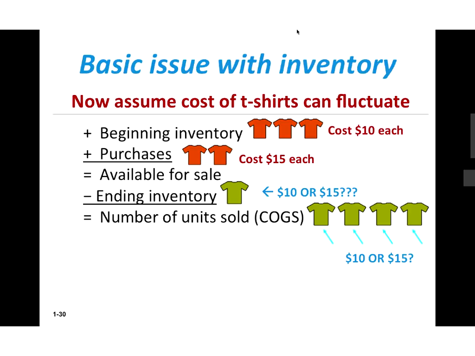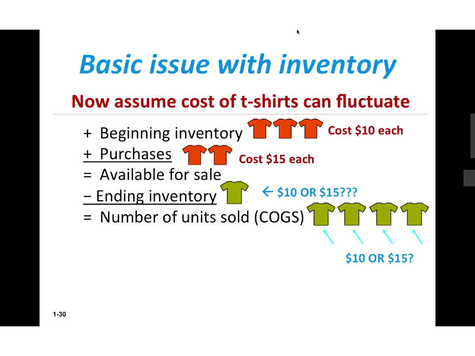The answer of how we value that has a huge impact. The cost of goods sold is an expense on the income statement, so that will cause your income to be higher or lower depending on if you use the 10 or the 15. The cost of the inventory will make your assets be higher or lower, so this is a big deal. Companies will pick one method. We're going to go through 4 methods. Companies will pick one method and stick with it.